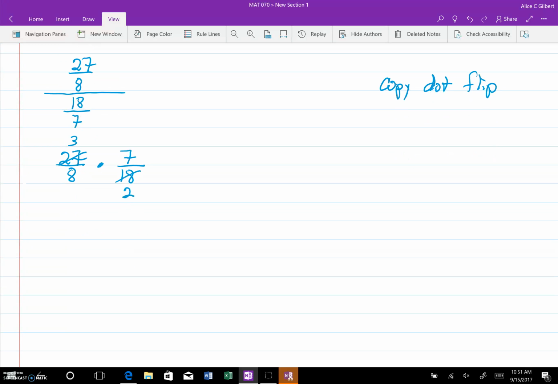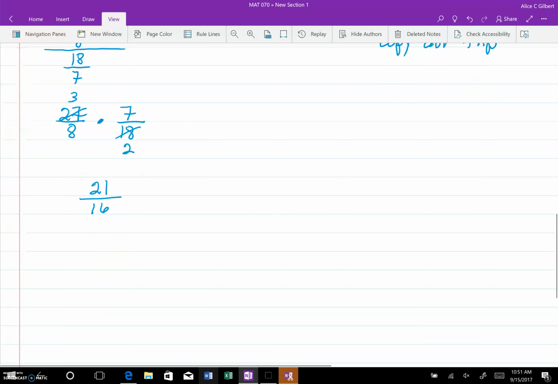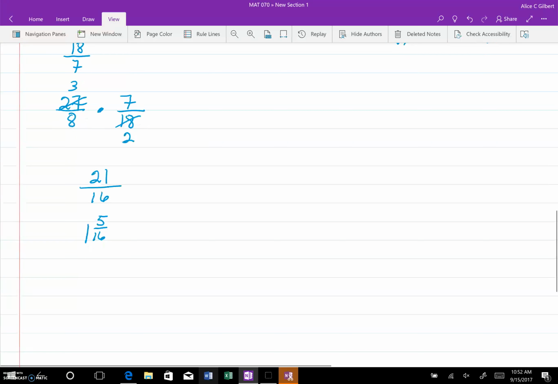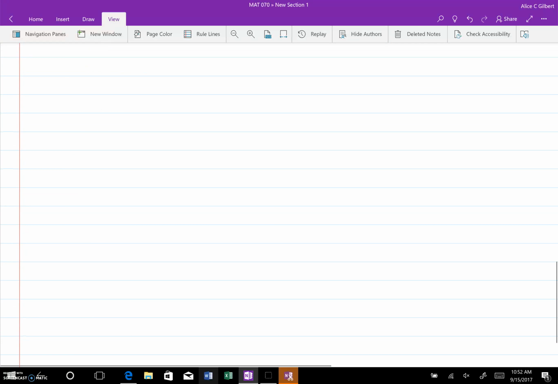So now I just multiply up my numerators: 3 times 7 is 21, and my denominators: 8 times 2 is 16. Now I need to turn this back into a mixed number. Well, 16 goes into 21 one time, and that leaves me 5, so that's my new numerator, and 16 is my denominator. That's my final answer.